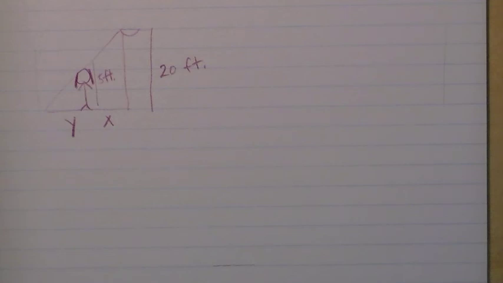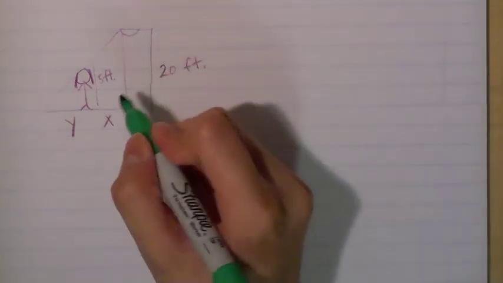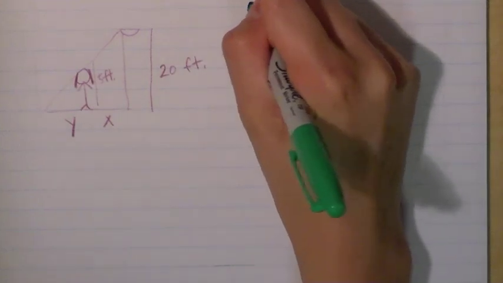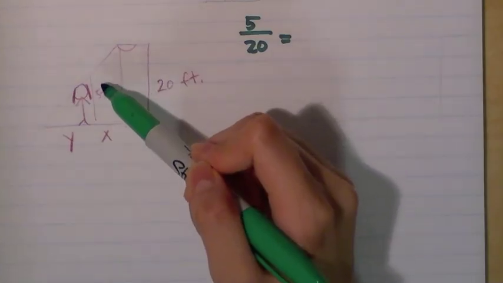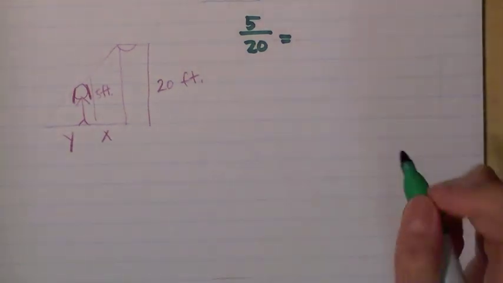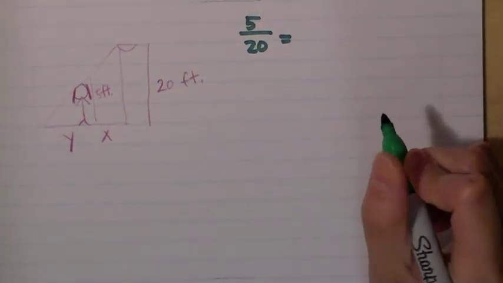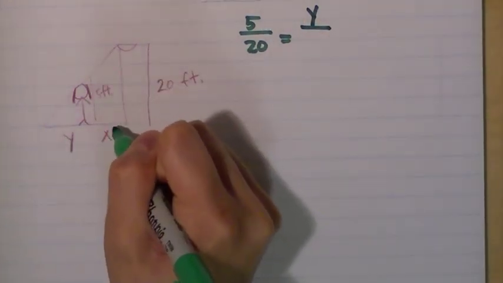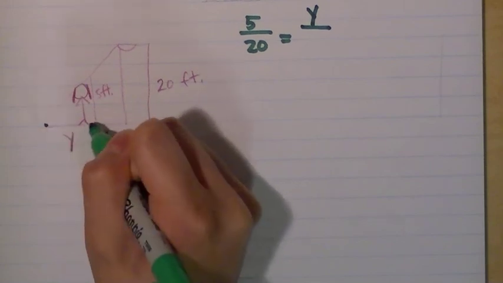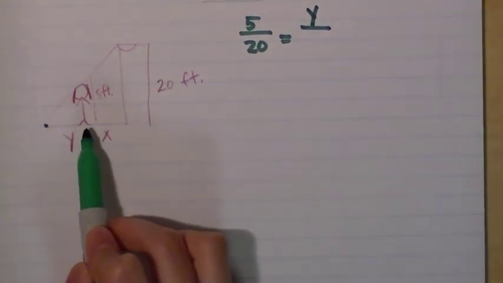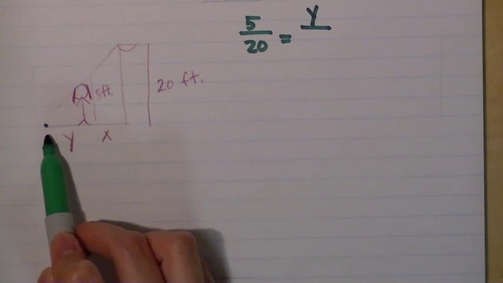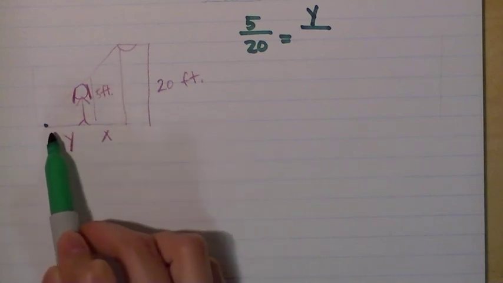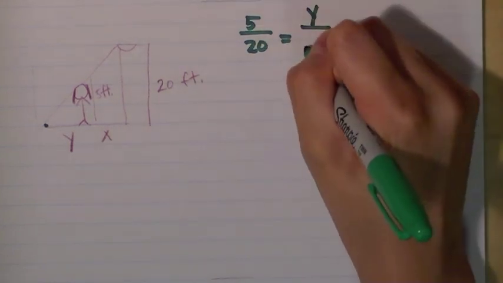Okay, now I'm going to switch to a different marker. Another thing we can do now is write a proportion. So we know the proportion from 5 to 20, the height of the girl to the height of the lamp post, will equal Y over X plus Y. So the distance from the shadow to the girl, to the distance of everything from the shadow to the lamp post.